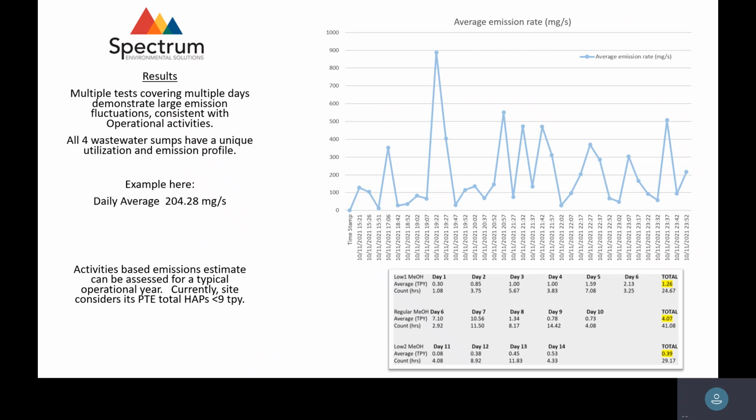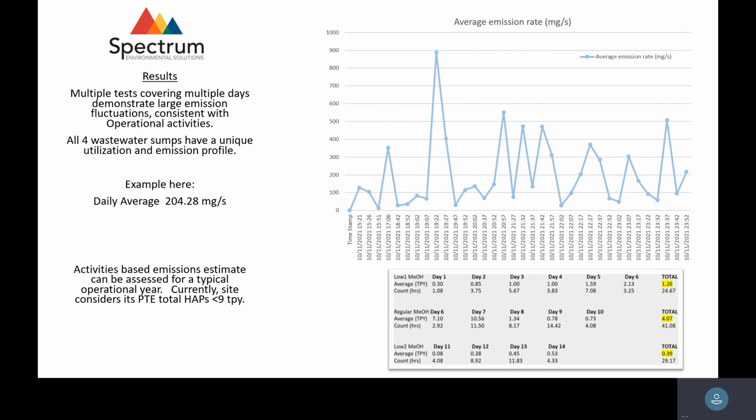This happens to be for methanol. That's one of the HAPs, yeah. We actually look for several others as well, but I'm showing you the methanol one because it's most innocuous. All 4 wastewater sumps had a totally different, unique profile. Not only that, but we altered the study: a low methanol day, option 1, low methanol option 2. There are various things and techniques that the operators would do under various days.